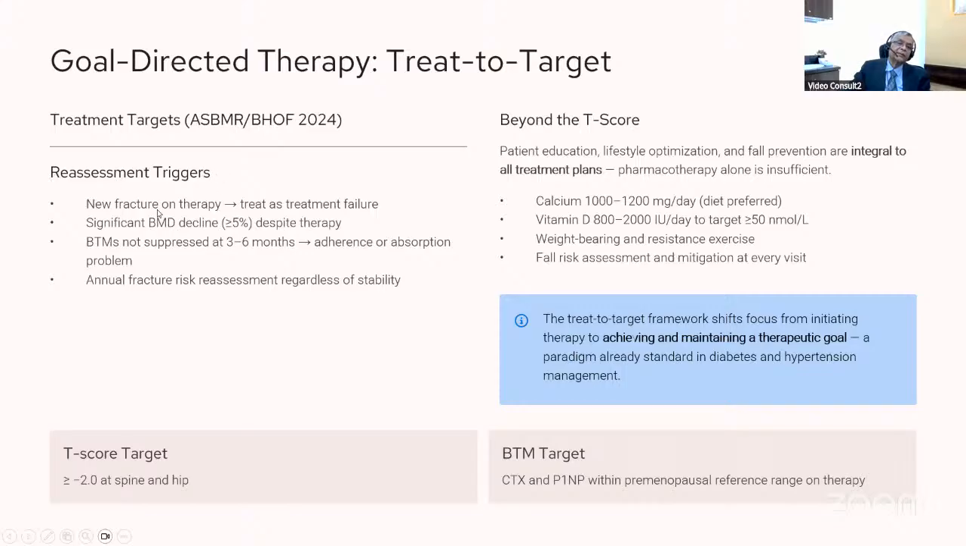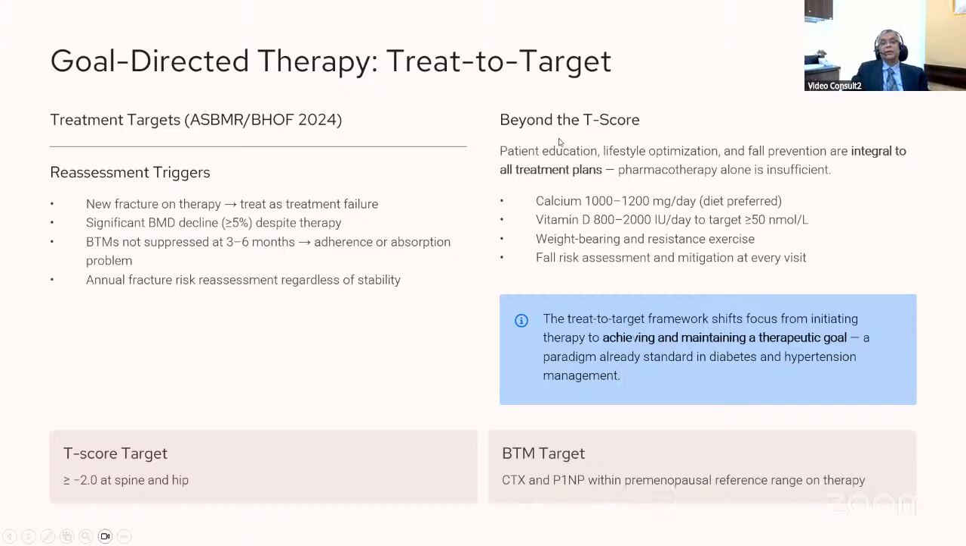Reassessment triggers: new fractures on therapy, treat as a treatment failure; significant BMD decline of more than 5% despite therapy; bone turnover markers not suppressed at 3 to 6 months, suggesting an adherence or absorption problem; annual fracture risk assessment regardless of stability. Keep watch on the T-score, and on bone turnover markers, the resorption markers CTX and P1NP, whether they are within range.